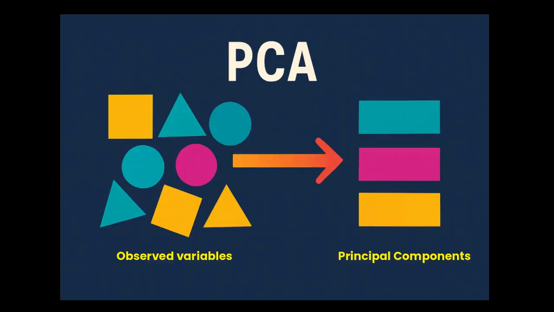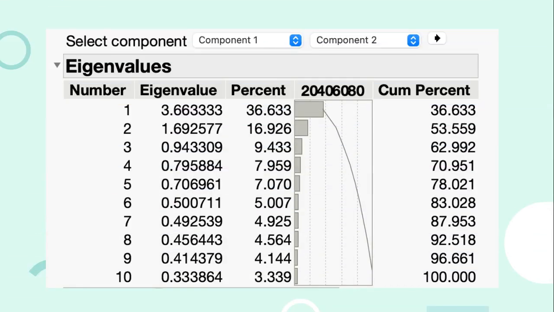Let's start with their core definitions. PCA is a technique that transforms your observed, correlated variables into a new set of uncorrelated variables called principal components. These components are ordered by the amount of variance they explain in your data, meaning the first few components capture most of the information.